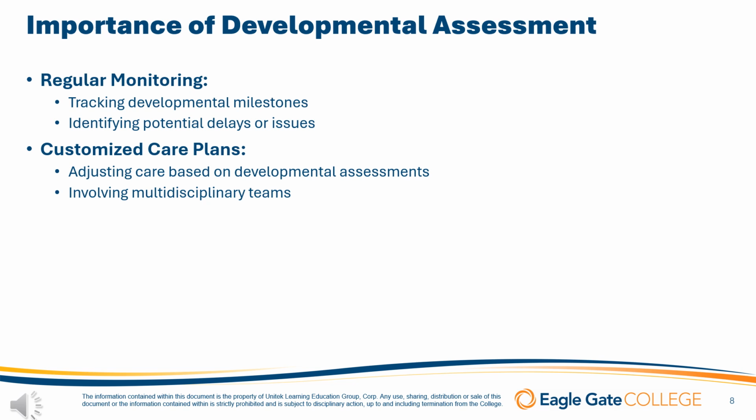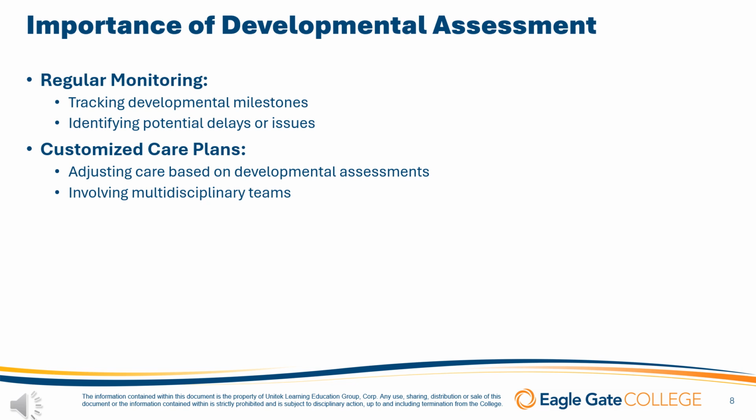Individualized care plans should be tailored based on the developmental stage and specific needs identified during assessments. This ensures that the interventions and support provided are relevant and effective. For children, this might mean incorporating speech therapy, physical therapy, or special education services into their care plan. For adults, it could involve cognitive exercises, social support groups, or mental health counseling. Customizing care plans helps in addressing the unique challenges and promoting optimal development and well-being for each individual.